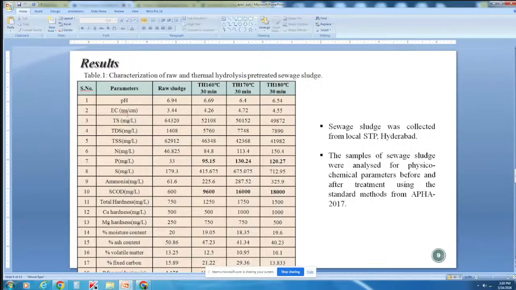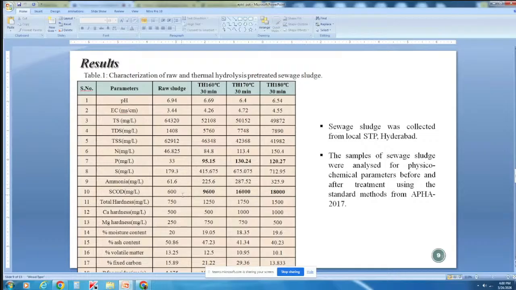This shows the sludge characteristics for the raw sludge, as well as the different treatments after 30 minutes of treatment at 160, 170 and 180. Here the pH varied slightly, but total solids came down from 64,000 to 49,000. The TDS, dissolved solids, increased because the solubility of the sugars and other components increases. The TSS has come down, and the nitrogen content has increased because the nutrients in the sludge become available, then sulfur and ammonia.